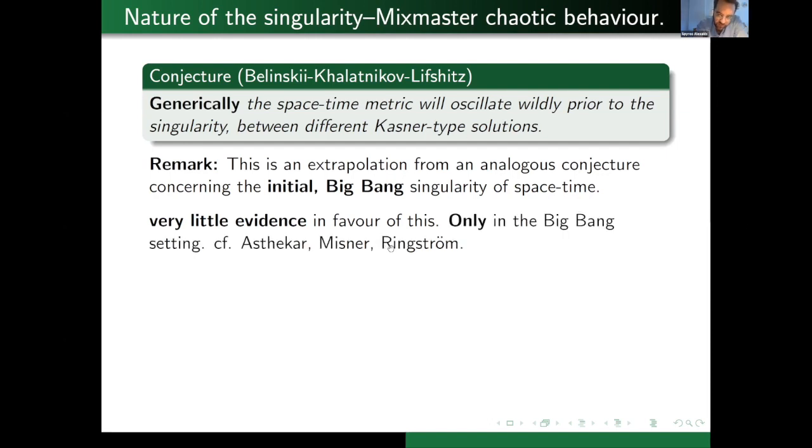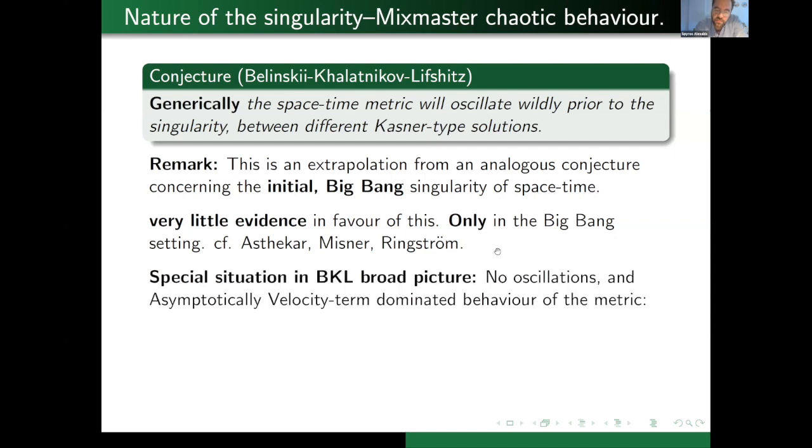There is one paper of Ringström in Bianchi 9 symmetry, where for fully spatially homogeneous solutions the equations become described by ODEs, and he proved this. He proved you have to oscillate between at least 3 different Kasner solutions. So the prediction is that the known results are somehow special cases, and the more general result would see this wild oscillation, this Mixmaster behavior.